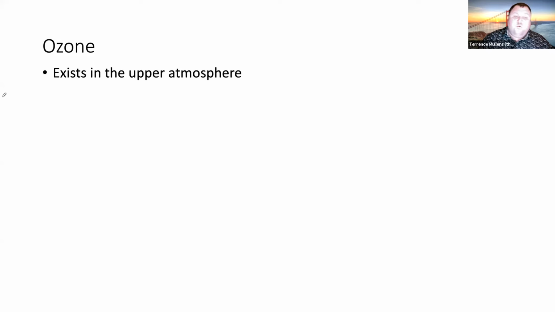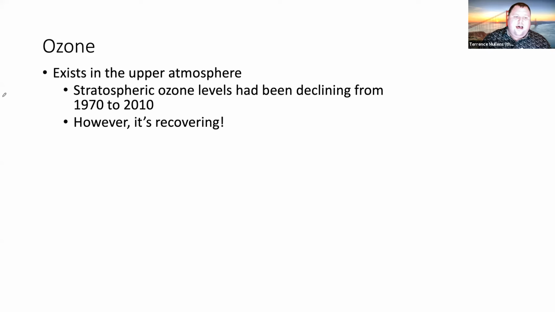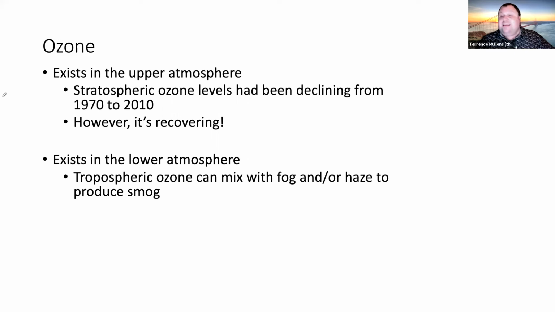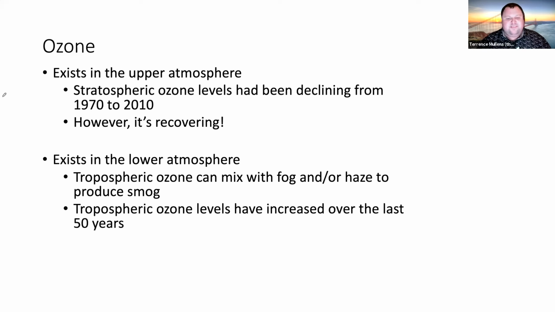Ozone. We've mentioned ozone briefly. Ozone levels have been depleting over the past roughly century. However, they are recovering. Ozone does have a little bit of a greenhouse effect near the surface of the Earth in producing smog. The presence of ozone is also a positive forcing mechanism. Now, things that have depleted ozone can actually have a negative forcing mechanism, but ozone overall is a positive forcing mechanism.